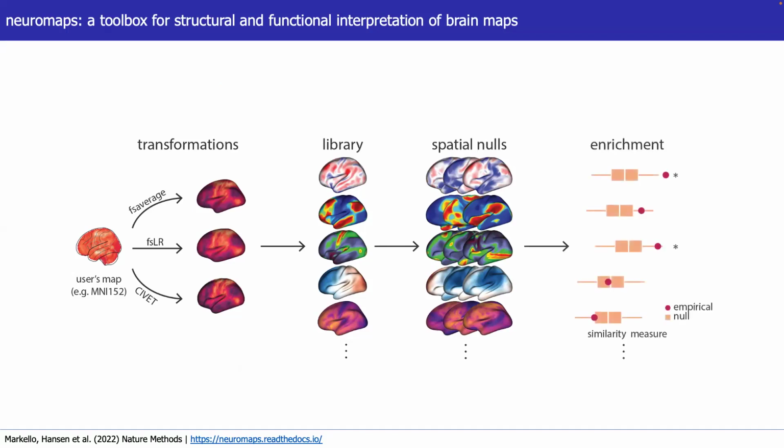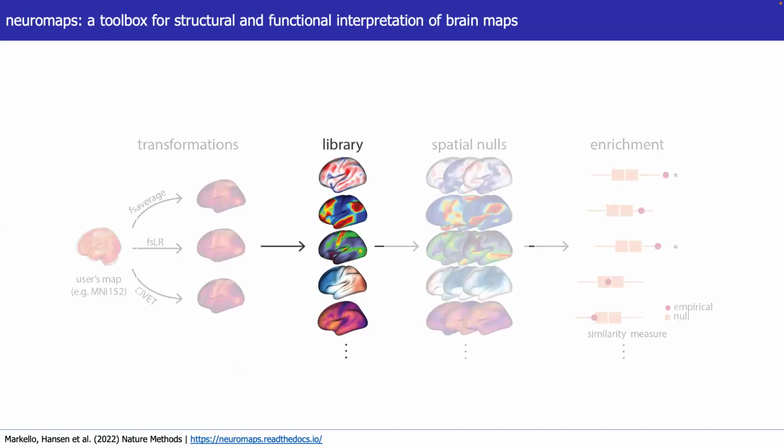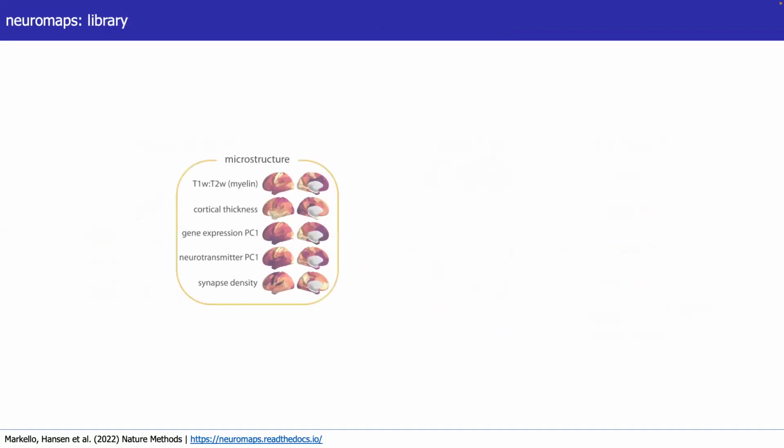At the end, if you go through the entire sequence, you can get an enrichment score. You bring in your brain map, and we tell you, look, this brain map looks a lot like gene expression for these genes, or this type of metabolic process, and so on. I'll take you through each of these components now, just to give you a sense of how they can be used. The library is the most interesting one in a way.